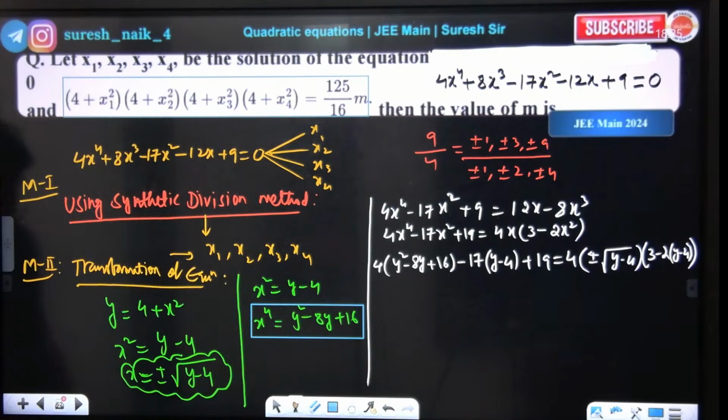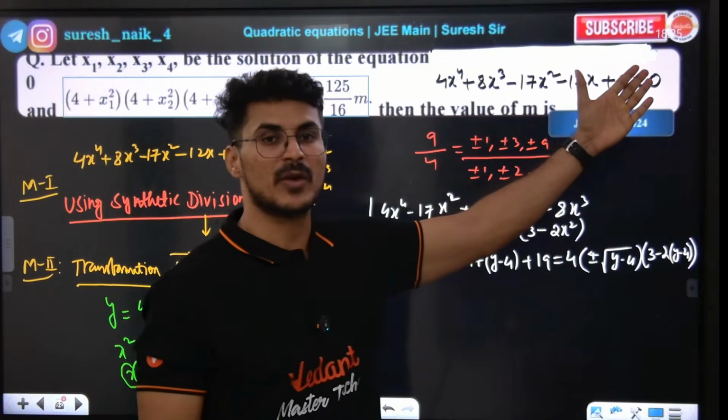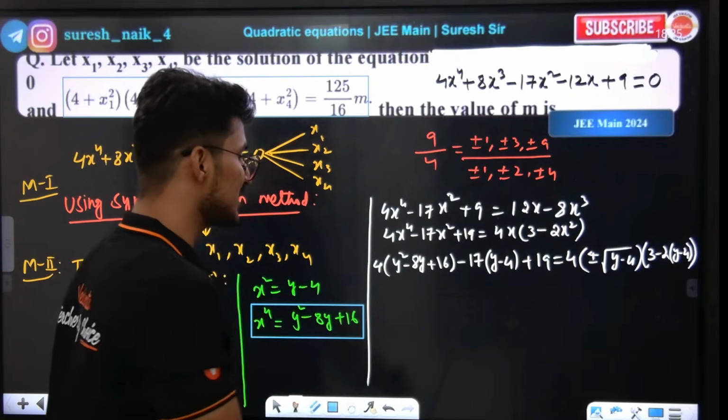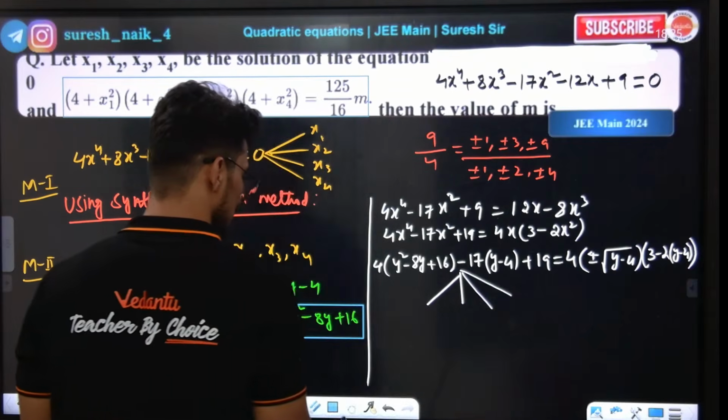So if we solve it, you will be getting what? Basically the product of the roots. Product of the roots means what? See, this is a new transformed equation in terms of y. But this has 4 roots. What are they?